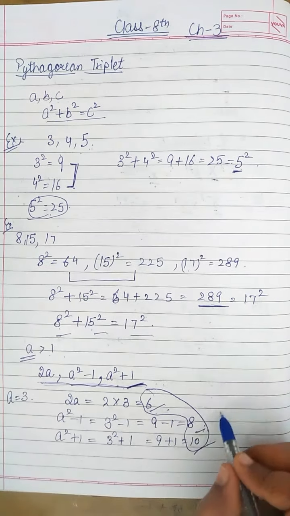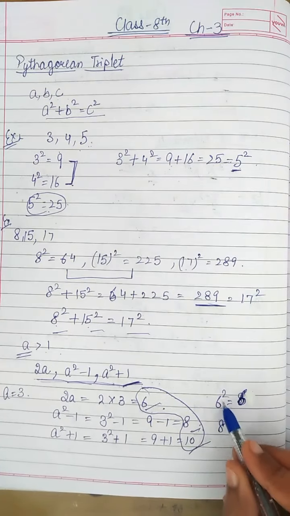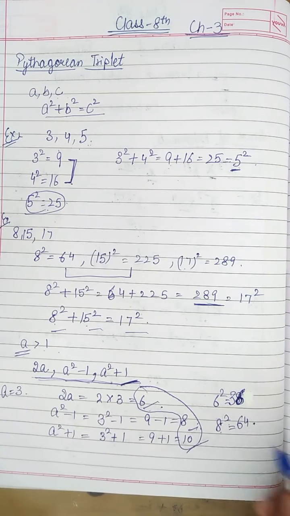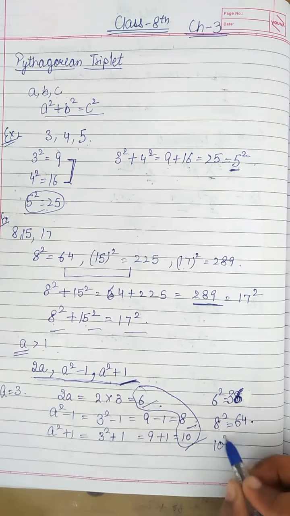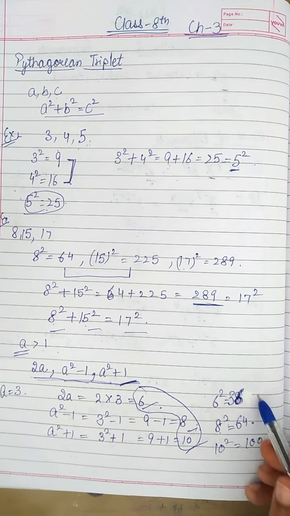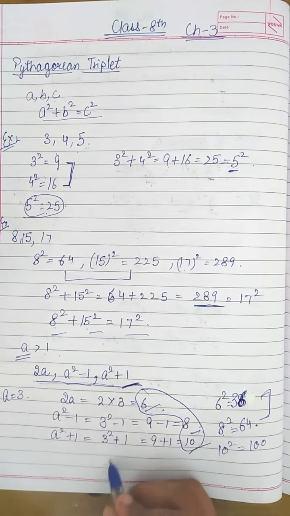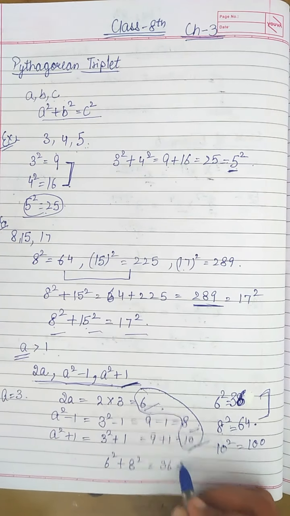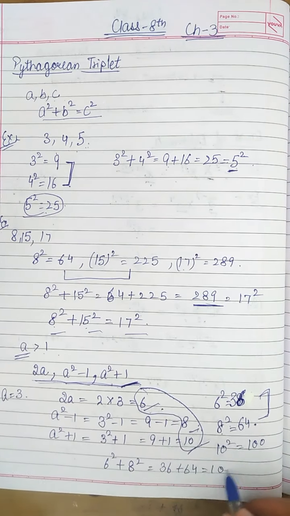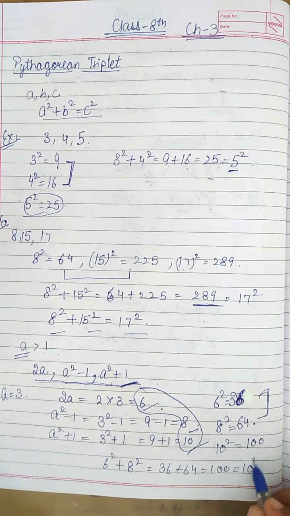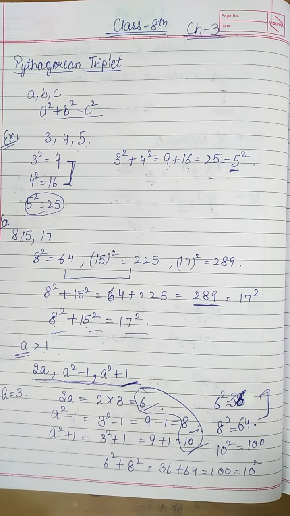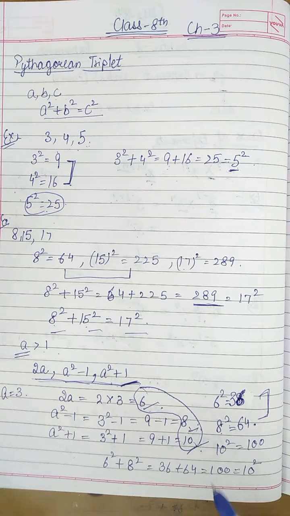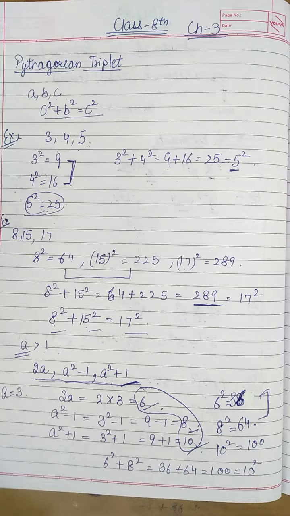So see, square of 6 is 36, square of 8 is 64 and square of 10 is 100. Now we add these two. 6 square plus 8 square is equal to 36 plus 64 is equal to 100, which is equal to 10 raised to power 2. So that's why these three natural numbers form the Pythagorean triplet.